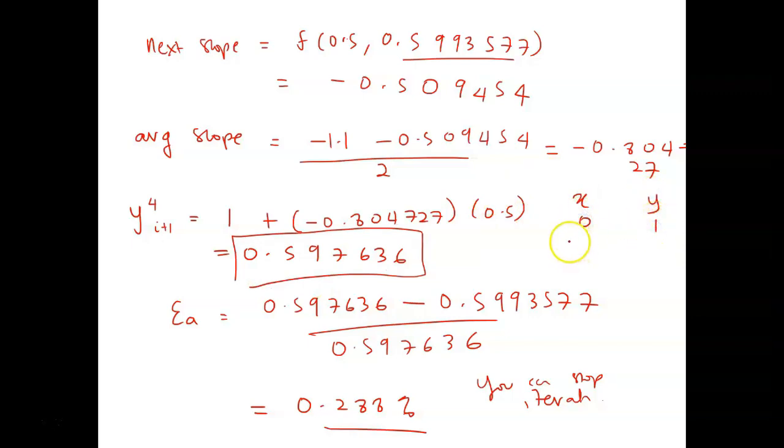So you have your data just now, X and Y. X is 0, Y is 1; when X is 0.5, Y is 0.597636. And now it's time to calculate the value of Y when X equals 1.0. Next, the value when X equals 1. So what is Y?